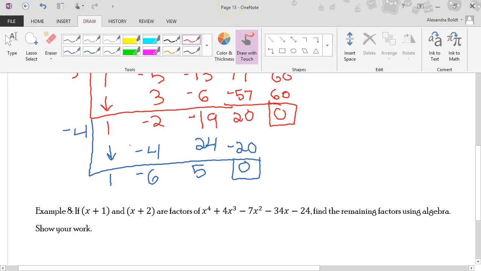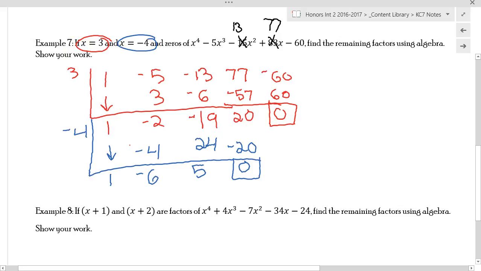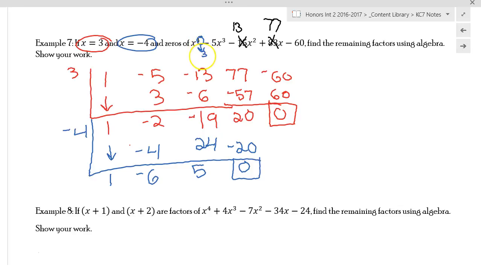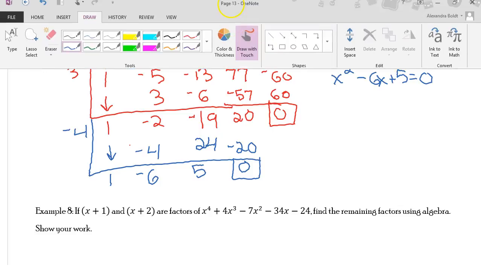Now, my next step is to use these to write my quadratic over here. The reason it's still a quadratic is because it's a 4. I divided by 3, so it went down to a cube. I divided again, so it went down to a square. So every time you divide, you're dropping a degree. Okay, so I started at 4 and I dropped 2 degrees. So I'm starting at x squared minus 6x plus 5. And since I'm trying to find zeros, I have to set it equal to 0. Then I have to factor.